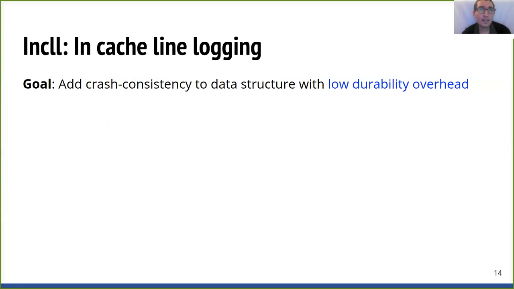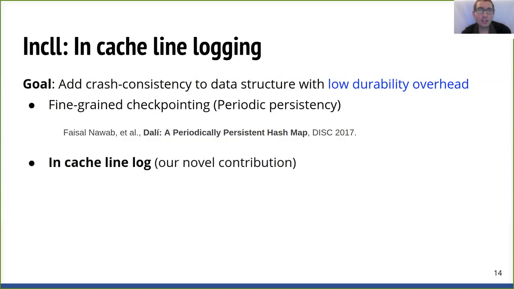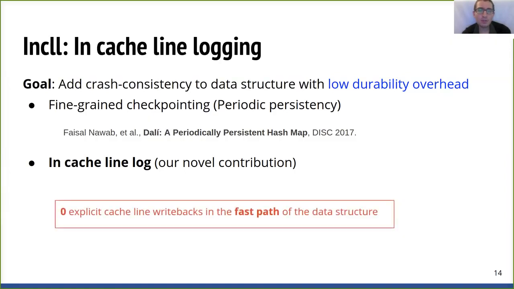In-cache line logging is a method to be used as a tool for expert library builders. It addresses both the weaknesses of traditional checkpointing and transactional undo logging. In-cache line logging consists of two components. The first one is fine-grained checkpointing, which relies on the periodic persistence idea from the Berry hash map. The second one is using a log within a cache line, which is the novel contribution. Using both components, in-cache line logging can achieve zero explicit writebacks in the fast path of the data structure.